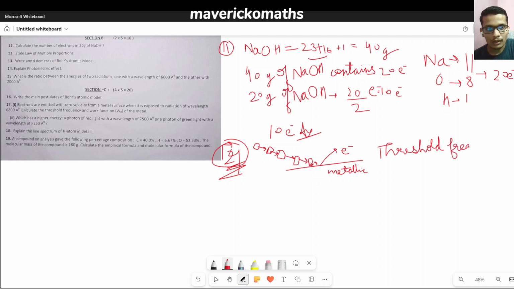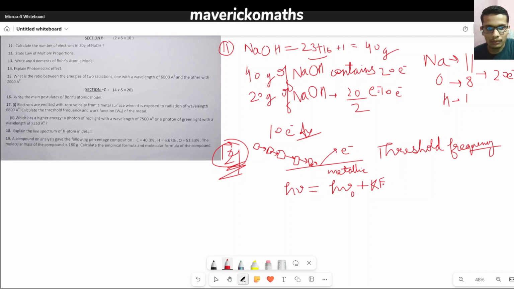Threshold frequency. So this is what the photoelectric effect states, and we can also add that h nu equals h nu naught plus kinetic energy, given by Einstein.